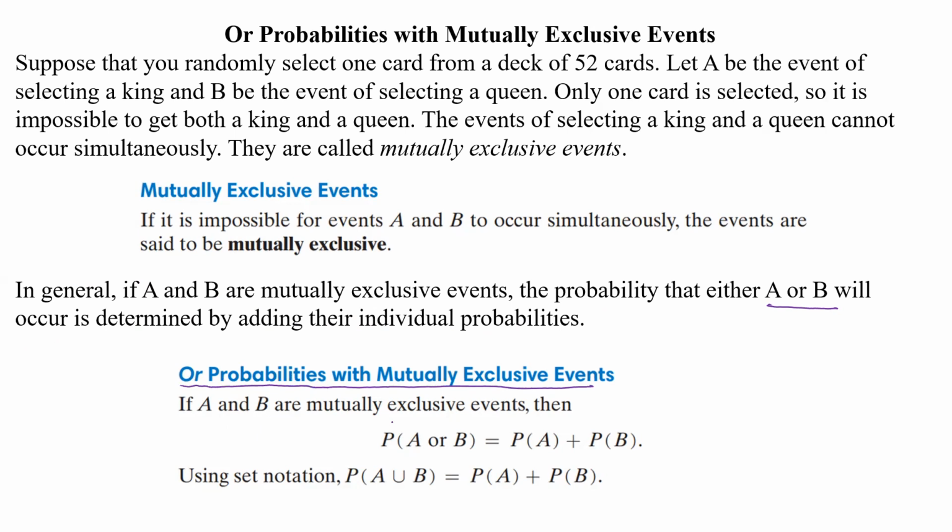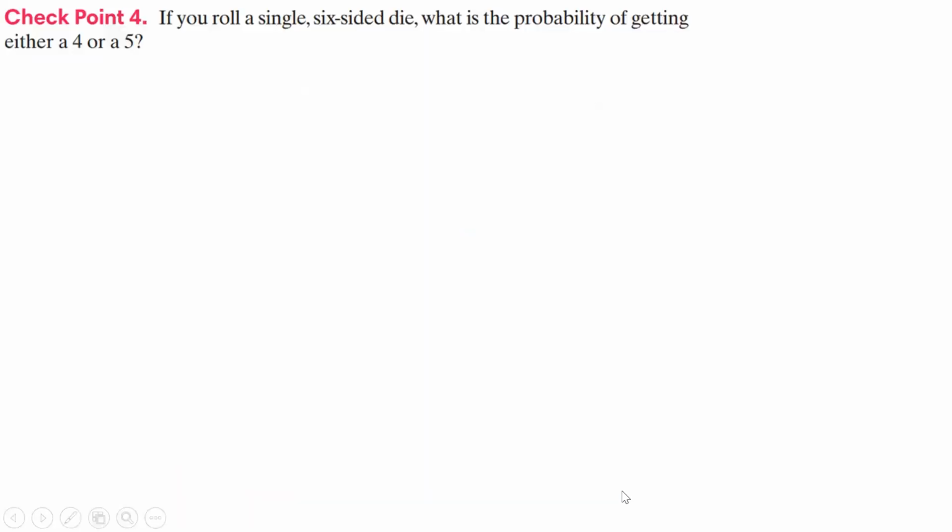And so it says if A and B are mutually exclusive, basically they can't occur simultaneously, then the probability of A or B is equal to the probability of A plus the probability of B. Now, if we use set notation, OR is the union, and so it'd be the probability of A union B is going to be the probability of A plus the probability of B.